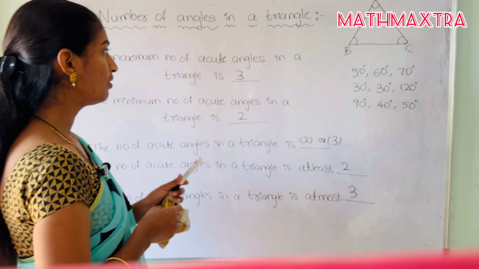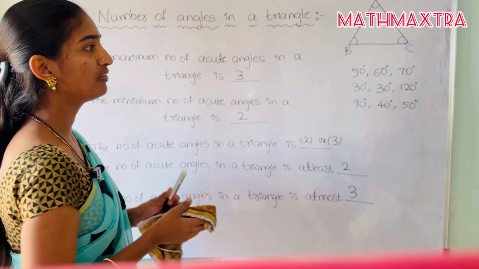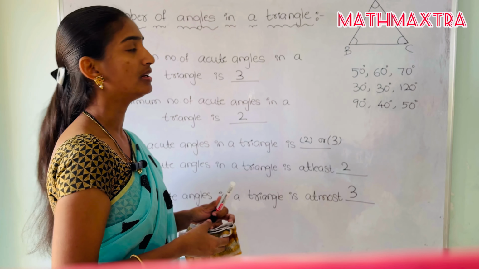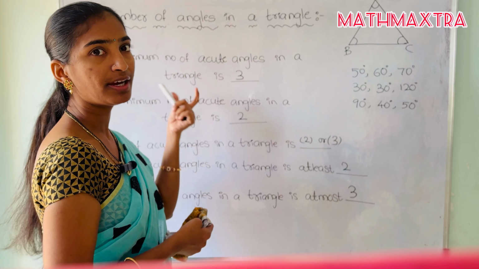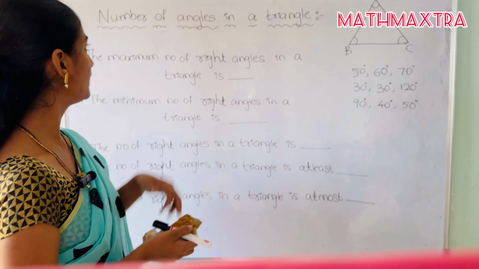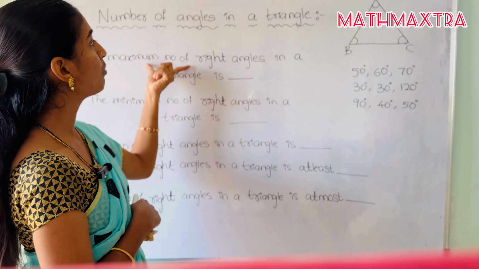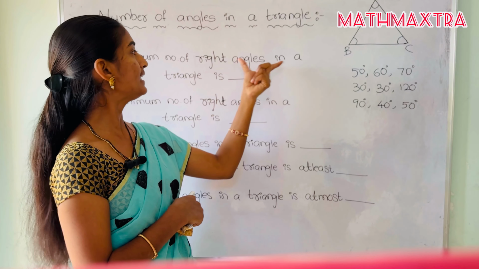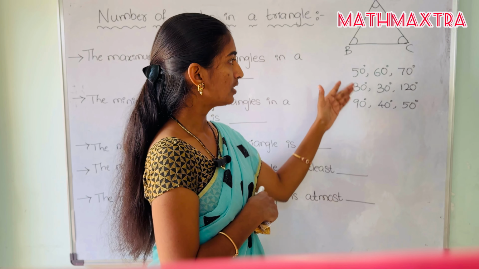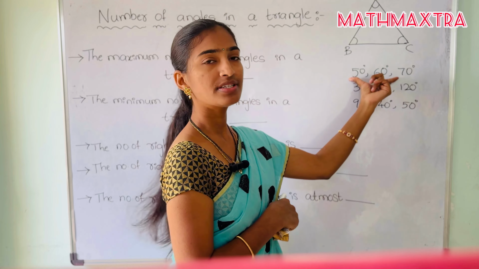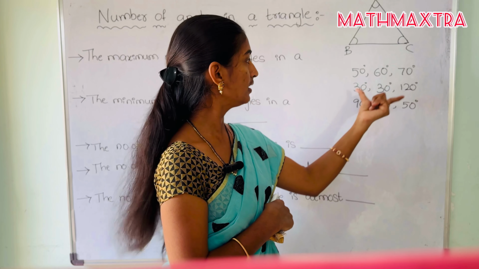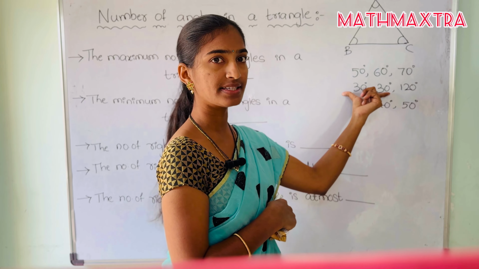Now, in the next case, we are considering how many right angles are possible, similar to acute angles. See, the maximum number of right angles in a triangle is... You see these cases? In the first case, we don't even have one right angle. So consider the second case also.